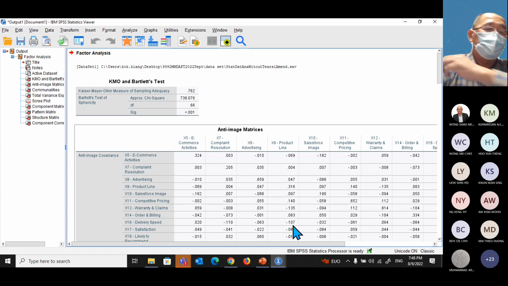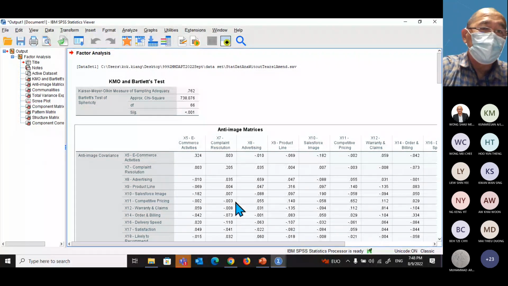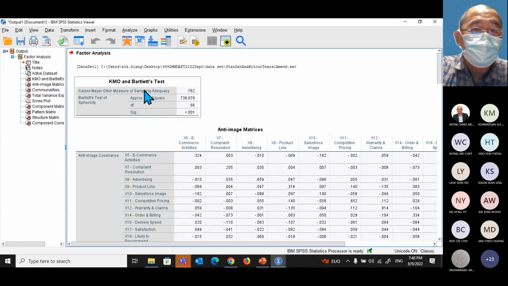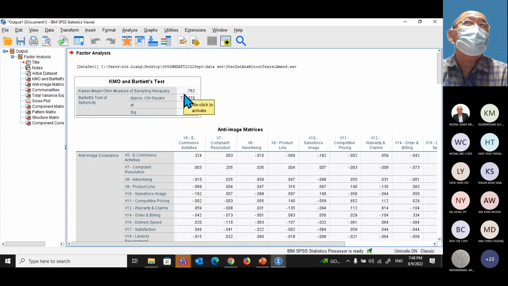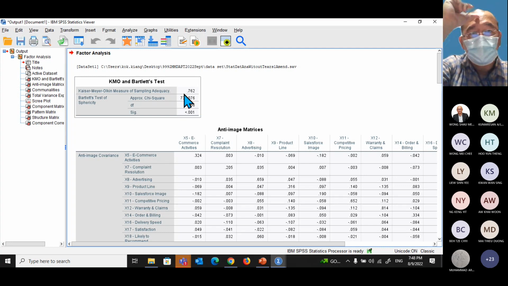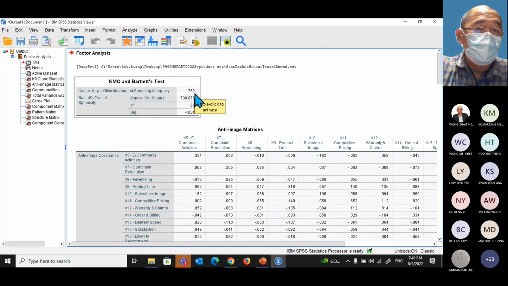Okay. So now, quick review on the requirement. Remember, KMO must be more than 0.5. Here is already more than that. Therefore, the overall means they have certain degree of collinearity. Yeah, the MSA is quite good. Okay, so more than 0.5 for the KMO statistics.